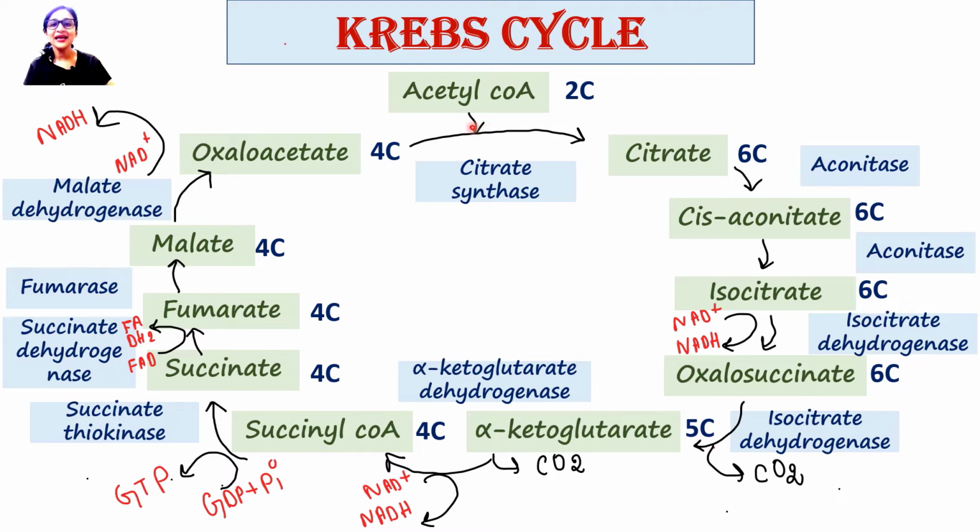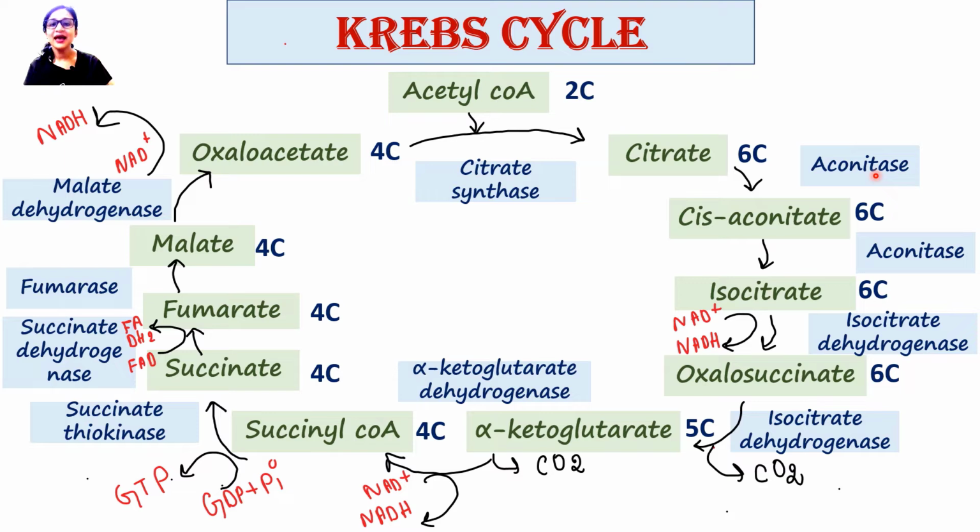Acetyl-CoA is condensed with oxaloacetate to form citrate by the enzyme citrate synthase. So, acetyl-CoA is a 2-carbon compound and oxaloacetate is a 4-carbon compound, and both of them combine to form citrate, which is a 6-carbon compound. As citric acid or citrate is the first compound formed in this cycle, the Krebs cycle is also called the citric acid cycle.